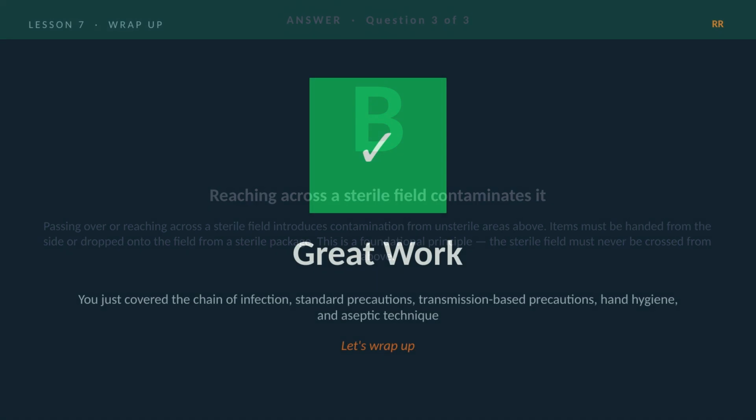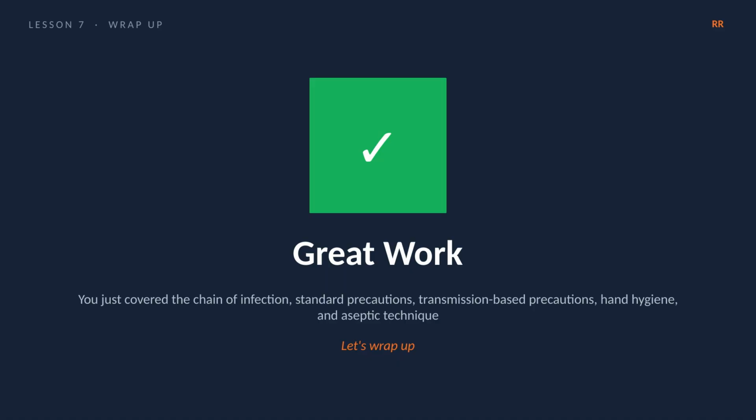You covered the chain of infection, hand hygiene, standard and transmission-based precautions, sterilization and disinfection levels, and equipment cleaning protocols. Infection control is every patient, every encounter, no exceptions.